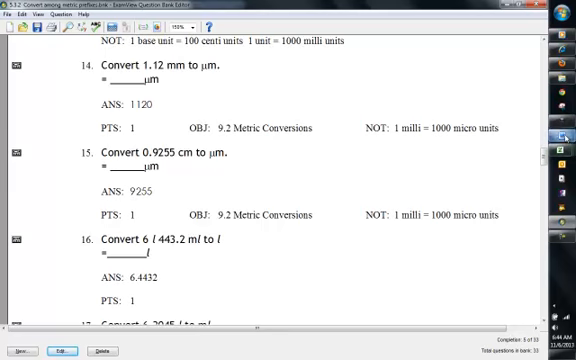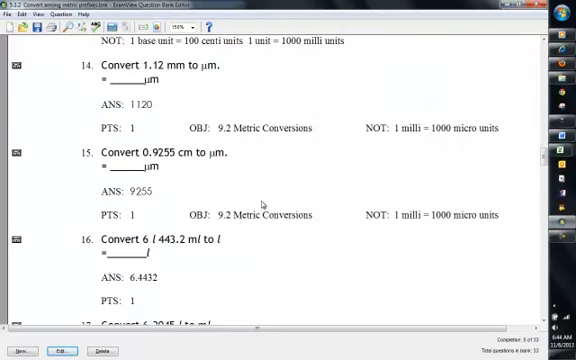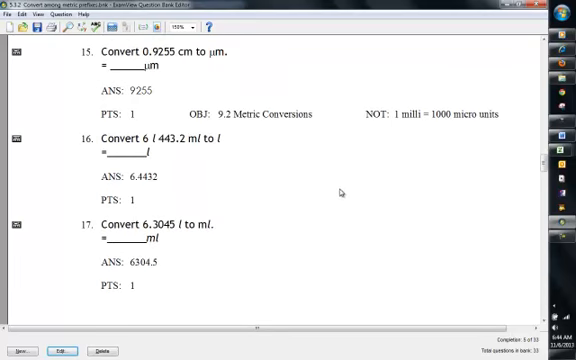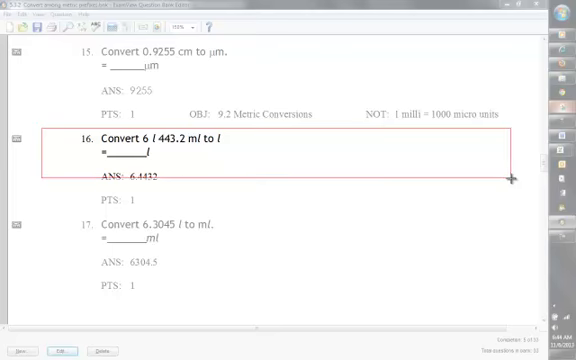Centimeters to micrometers. Centi is one place to get to milli plus 3 more places to get to micro, makes a total of 4 places, and it'll be 4 places to the right. 1, 2, 3, 4 makes 9,255.